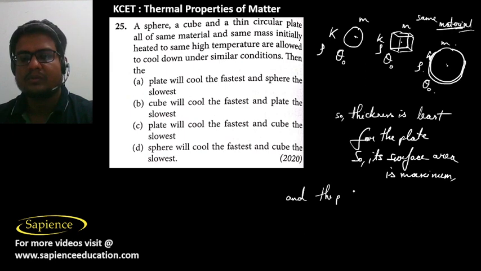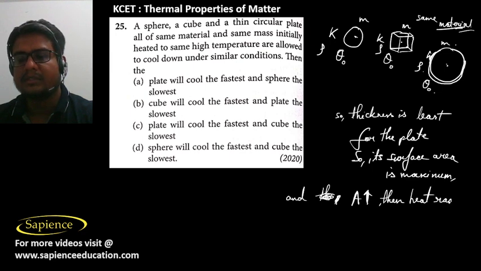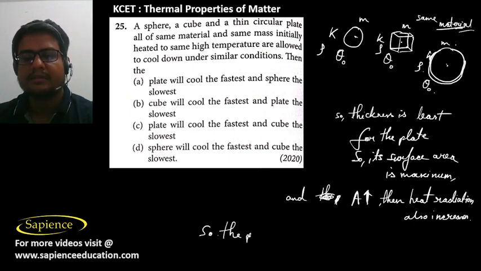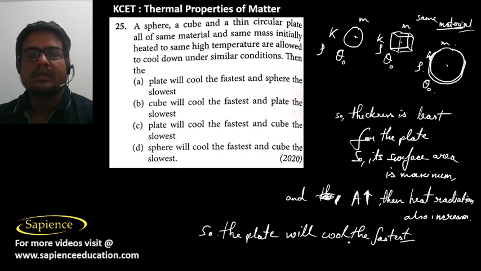When the surface area is maximum, the rate of thermal radiation will be highest. When the surface area increases, the rate of heat radiation also increases. So it means that the plate will cool down the fastest. The plate will cool the fastest, and the one with the least surface area will cool down the slowest.